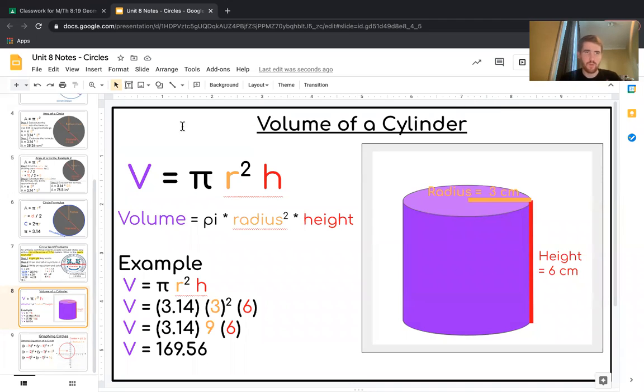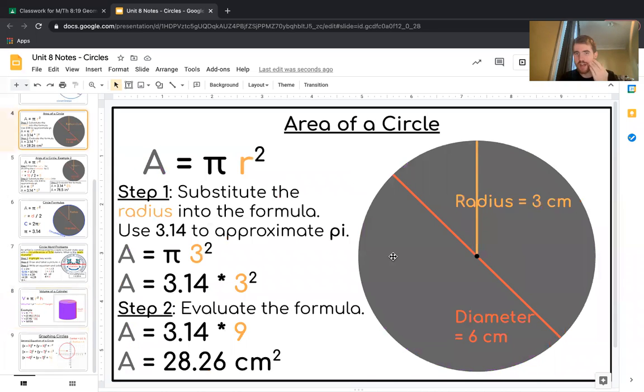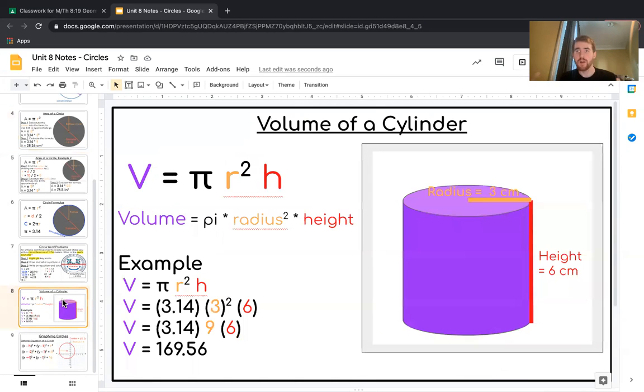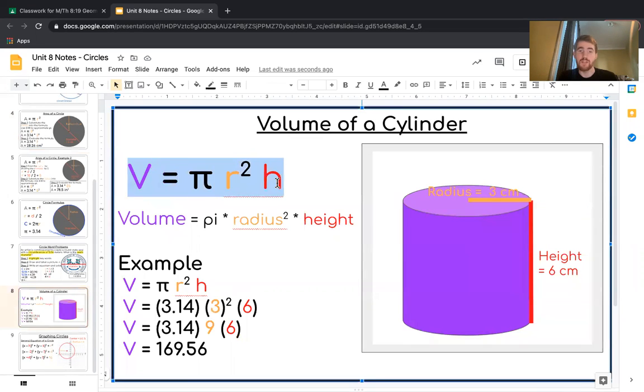We've also talked about, of course, how to find the area of a circle, right? How much gray paint would you need to cover this entire circle? That's a question of area. But now we're talking about if you have a cup or a can or some cylindrical container, how much can it hold? How much space is in there? And to do that, we're going to use this formula for the volume of a cylinder.